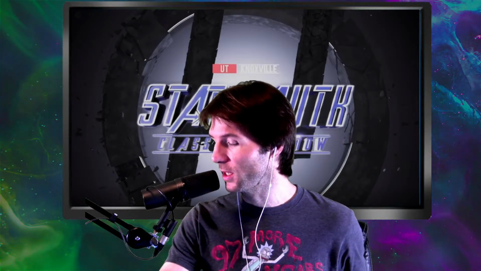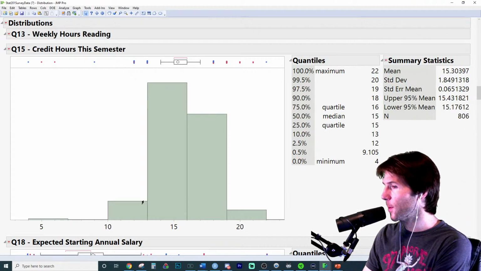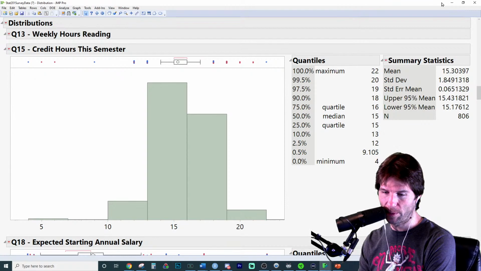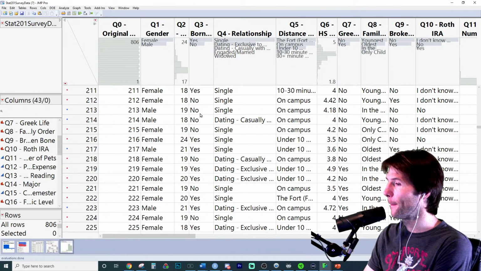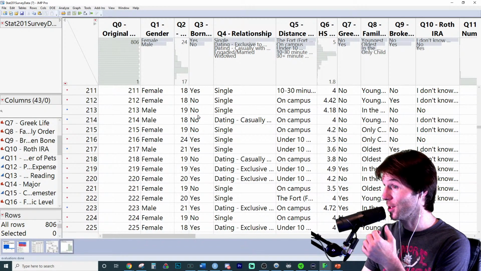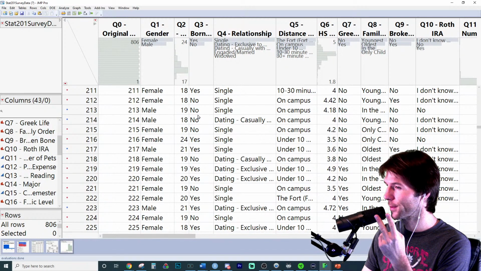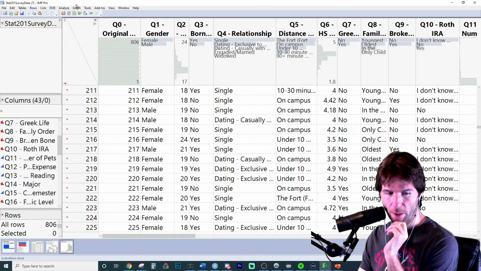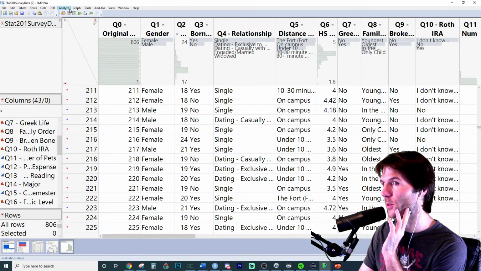Let's go do some 2-sample t-test. So for a 2-sample t-test, how many variables do we need? Interestingly enough, you'd be shocked. We need 2 variables. And that's not actually why it's called the 2-sample t. We'll talk about why it's called the 2-sample t.